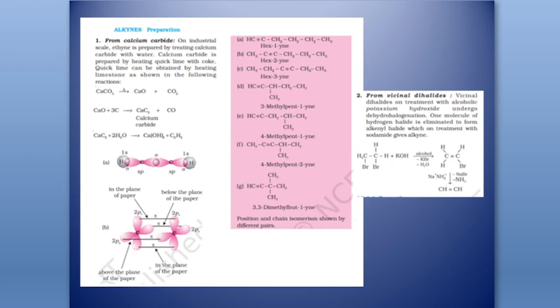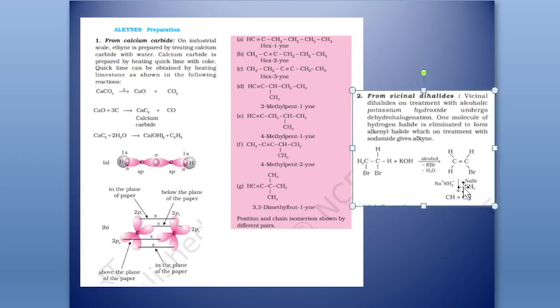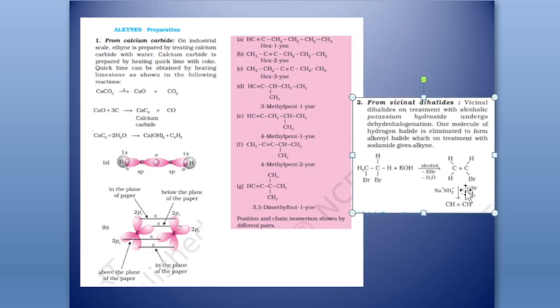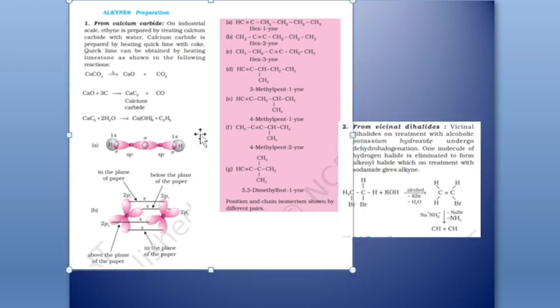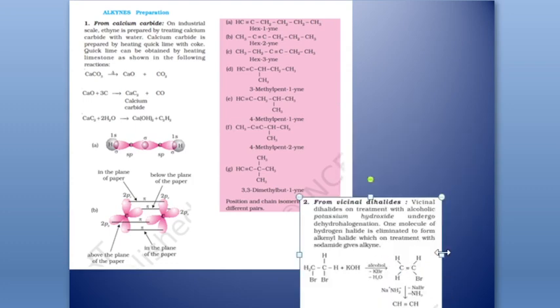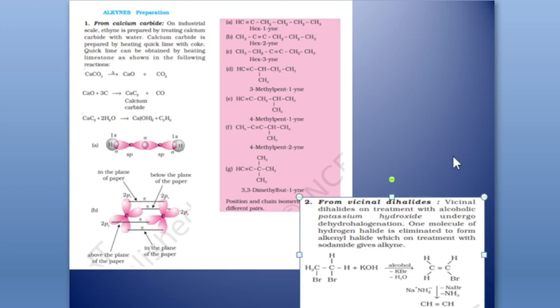From vicinal dihalide we can also produce alkyne. So 1,2-dibromoethane, if it is subjected to alcoholic KOH, it will form ethyne.